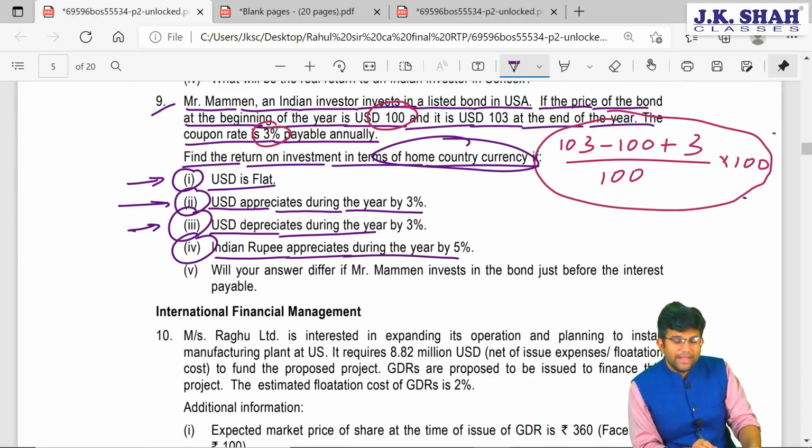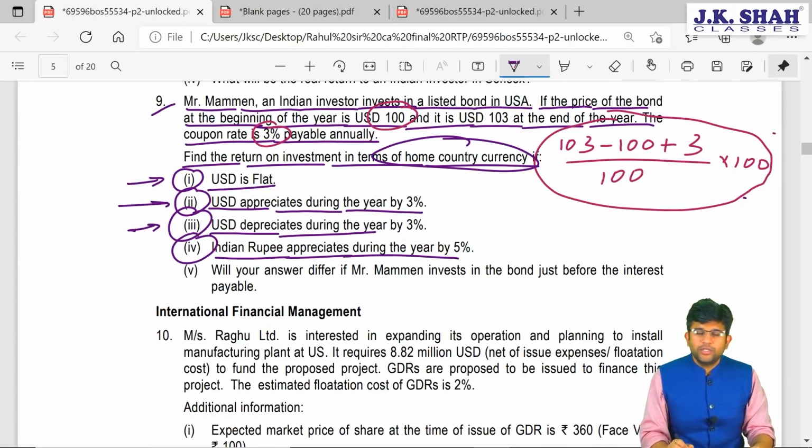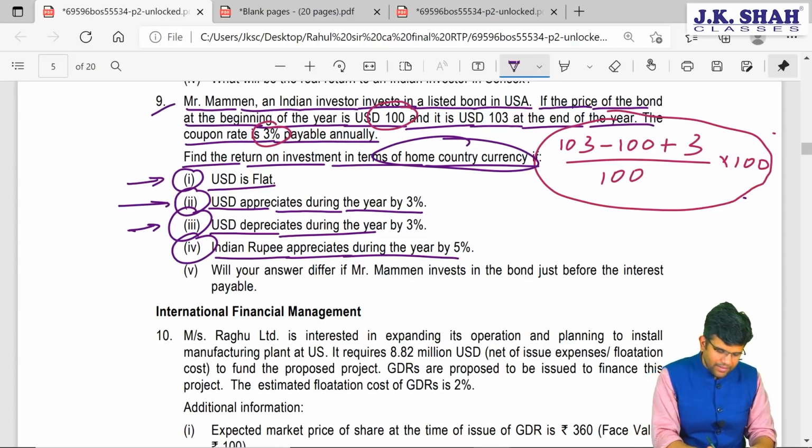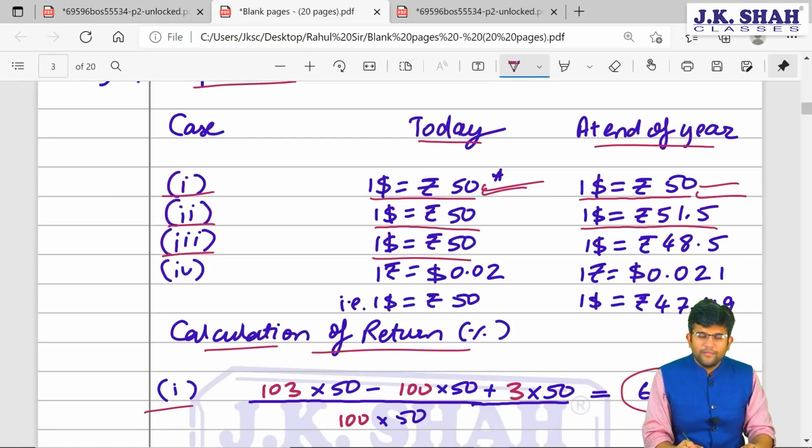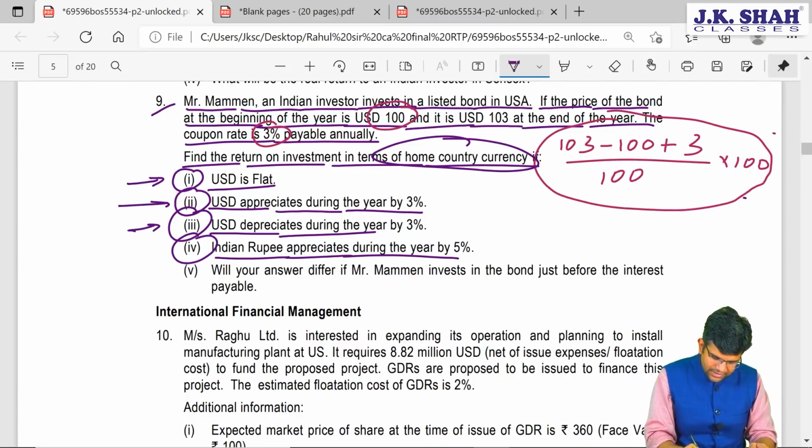Now what is case 3? US dollar depreciates during the year by 3%. Now children, if dollar depreciates during the year by 3%, do you understand that if today $1 equal to 50, in 1 year it will be 50 minus 3%.